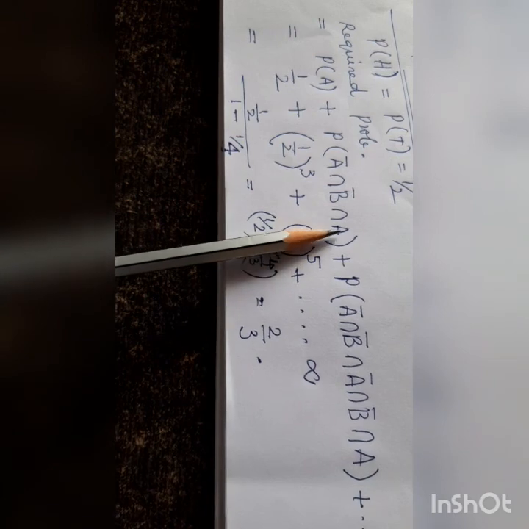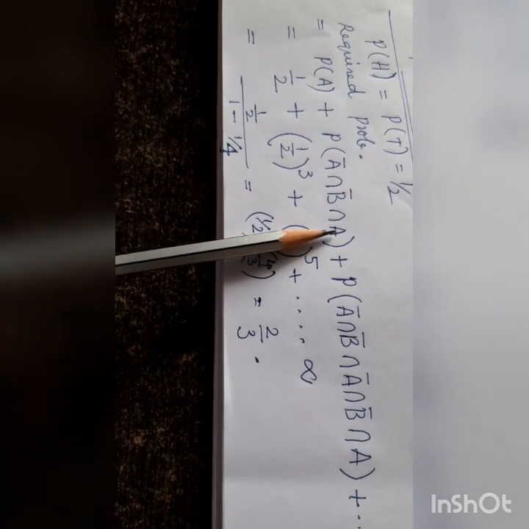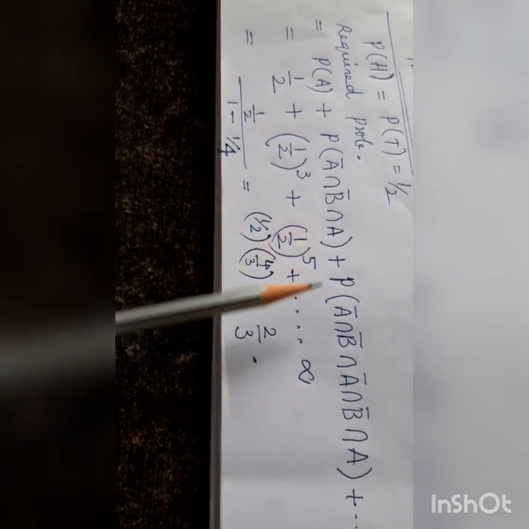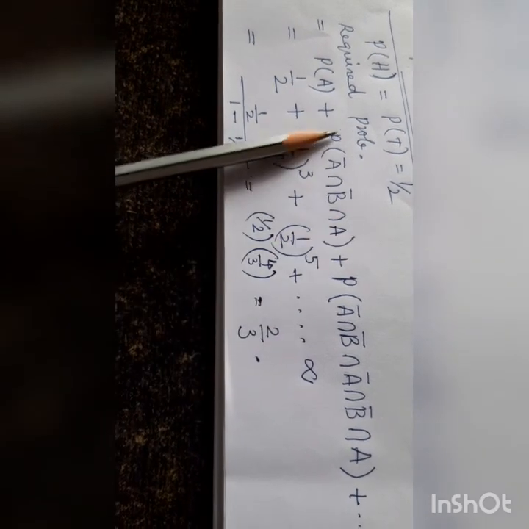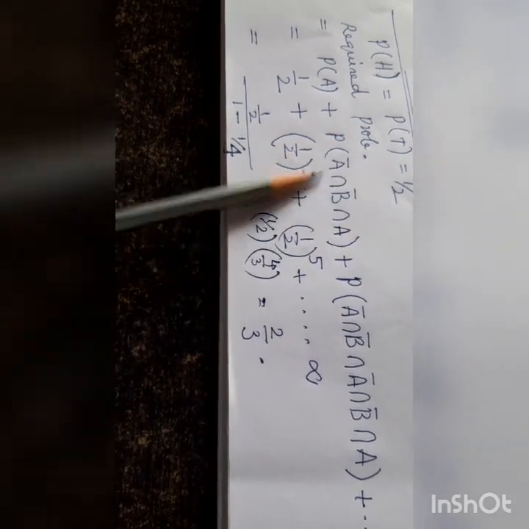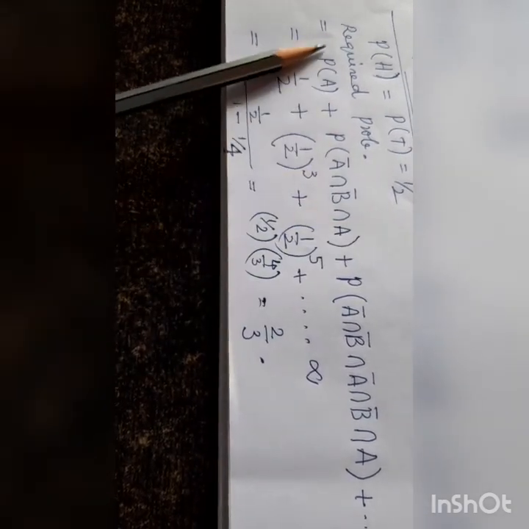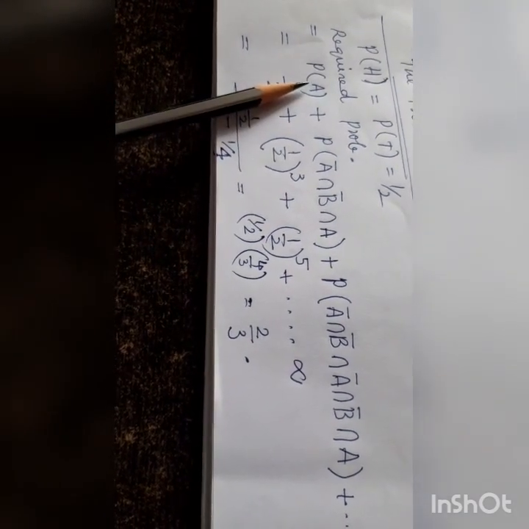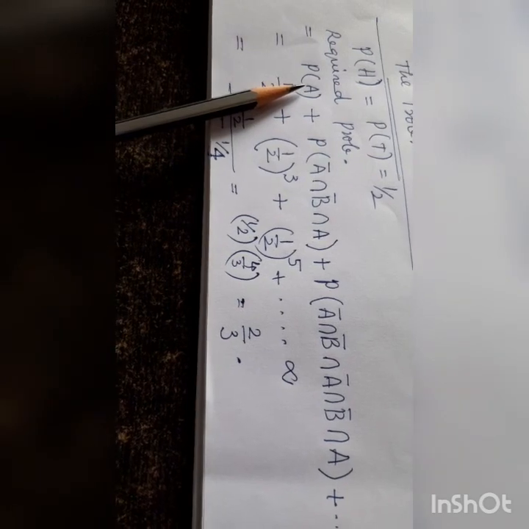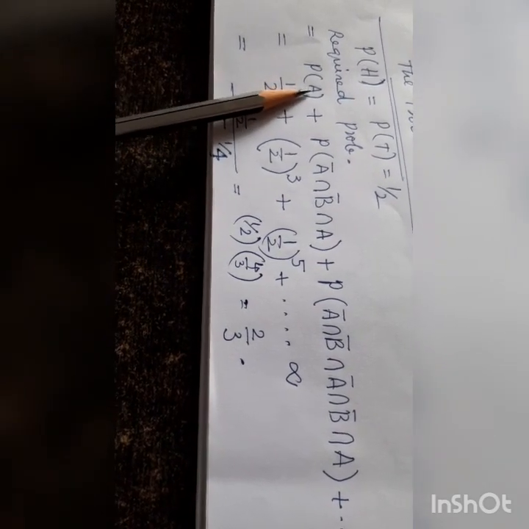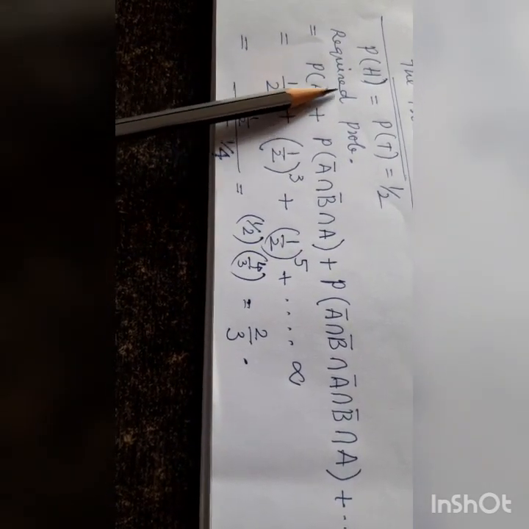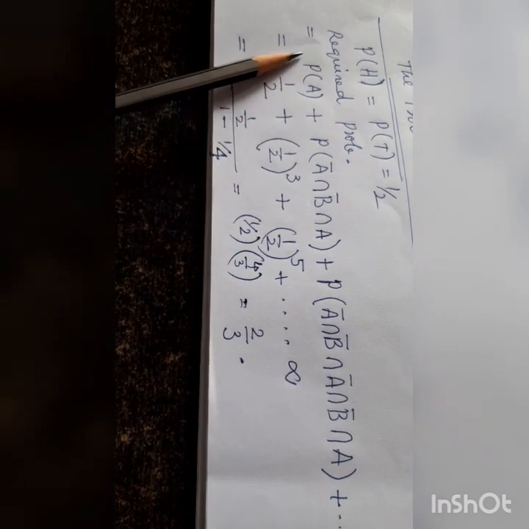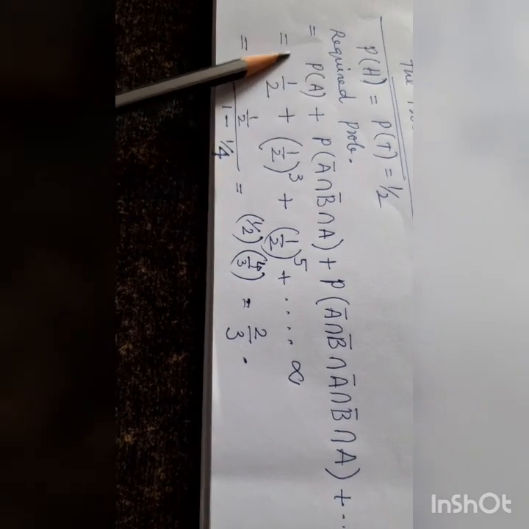So now A wins the toss. Next, this is another way. This is one way. First, A tosses the coin. If he gets head, P of A is the first way of happening.